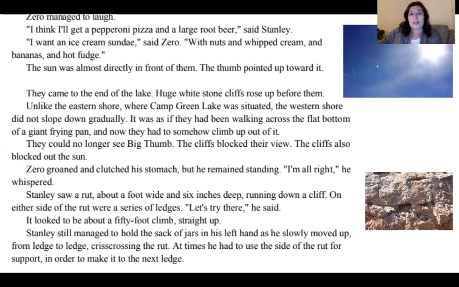They came to the end of the lake. Huge white stone cliffs rose up before them. Unlike the eastern shore, where Camp Green Lake is situated, the western shore did not slope down gradually. It was as if they had been walking across the flat bottom of a giant frying pan, and now they had to somehow climb up out of it. They could no longer see Big Thumb. The cliffs blocked their view. The cliffs also blocked the sun. Zero groaned and clutched his stomach, but he remained standing. "I'm all right," he whispered.